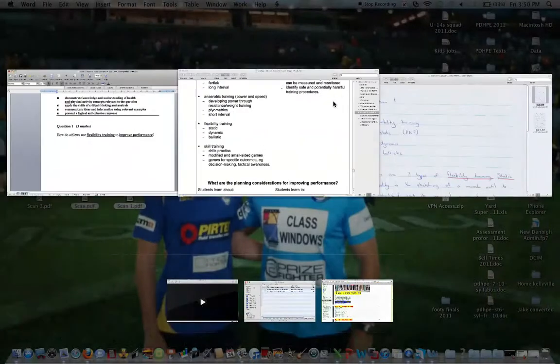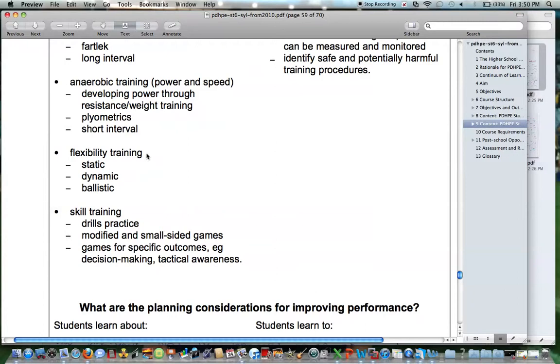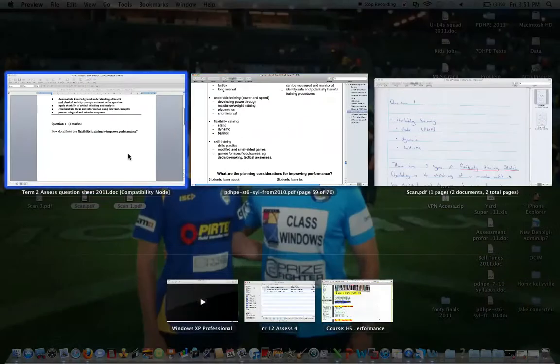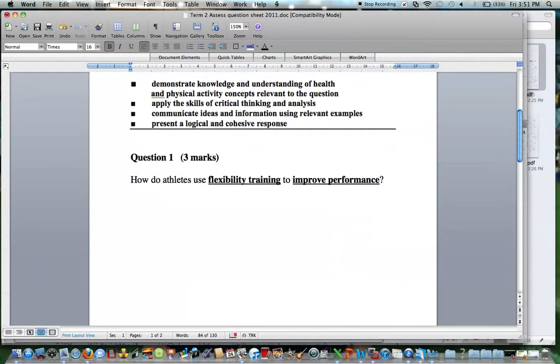We're going to have a look at our syllabus. We'll notice that we see flexibility training here. So we're looking at static, dynamic, ballistic. Because this question's worth 3 marks, anywhere from 1 to 2 of these, so if you've got at least 2 of these covered with good detail and showing how they improve performance, that's going to lead to 4 marks for this question. So how do athletes use flexibility training? So static, which can also include PNF, ballistic and dynamic, lead to improved performance.